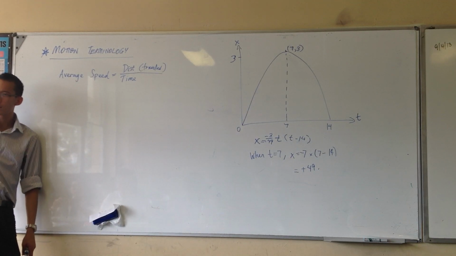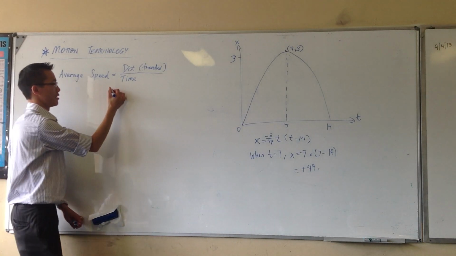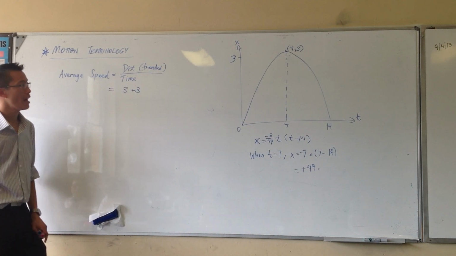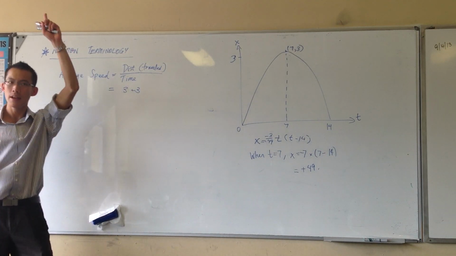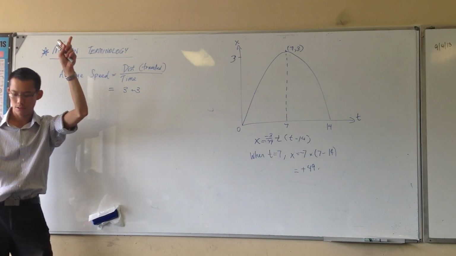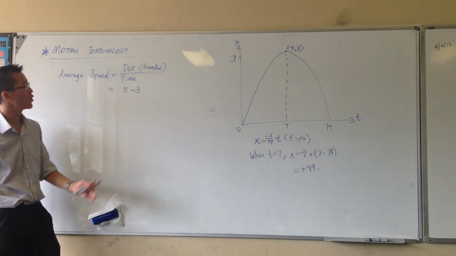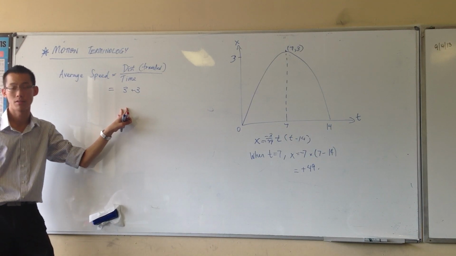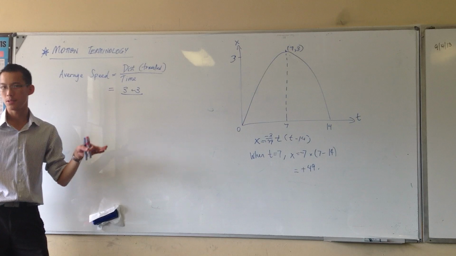Well, it went up 3, then it came down 3. Right? So that's 3 plus 3. Okay. Now, by the way, take notice. Even though the first time it went up, and then the second time it went down, so directions are opposite, when you're thinking about distance, it doesn't matter. They're both positive, because distances always have to be positive. Okay? And then you divide by your time unit.